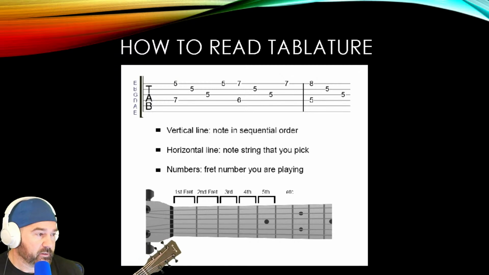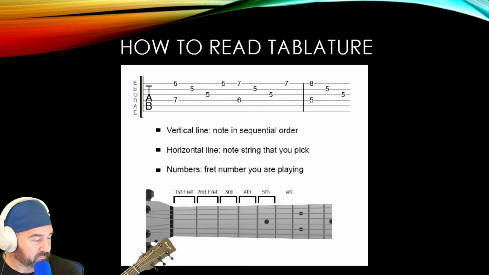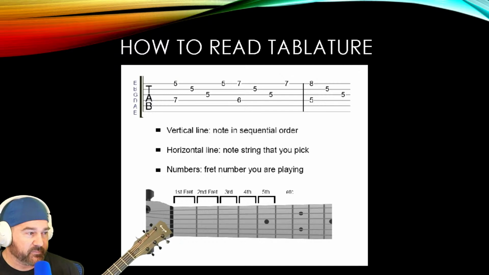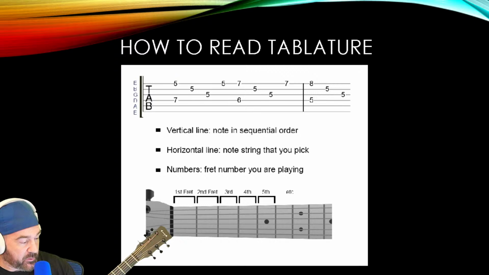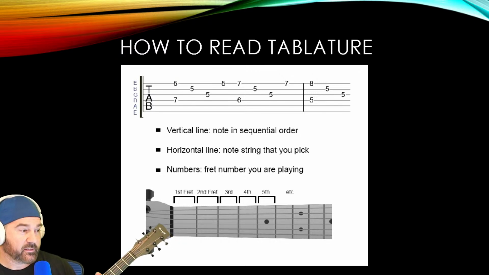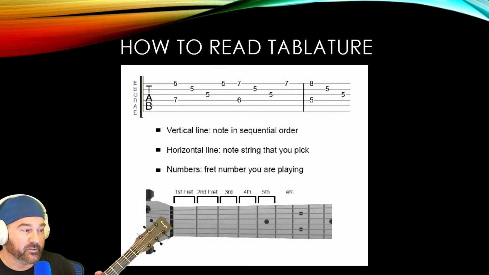So you'll see here at the top, we have 7 and 5. So you would put your finger on the 7th fret of the D string, and you would put another finger on the 5th fret of the D string and play them together because they're stacked on top of each other here.